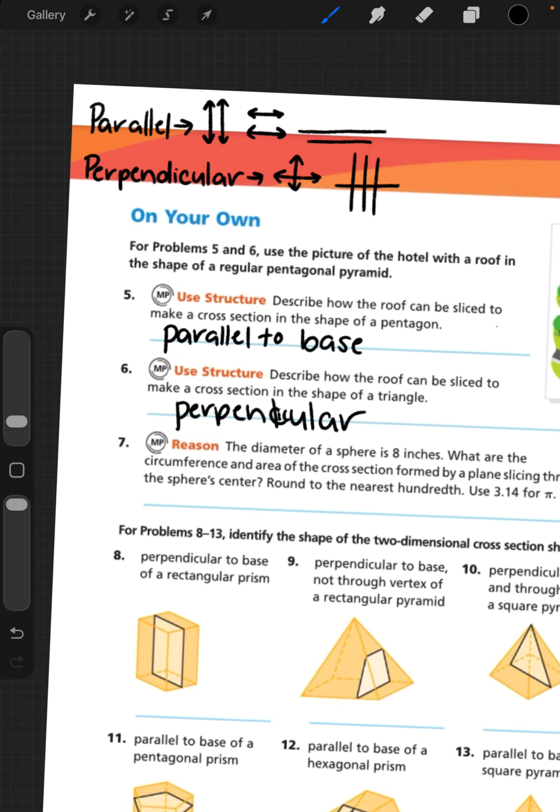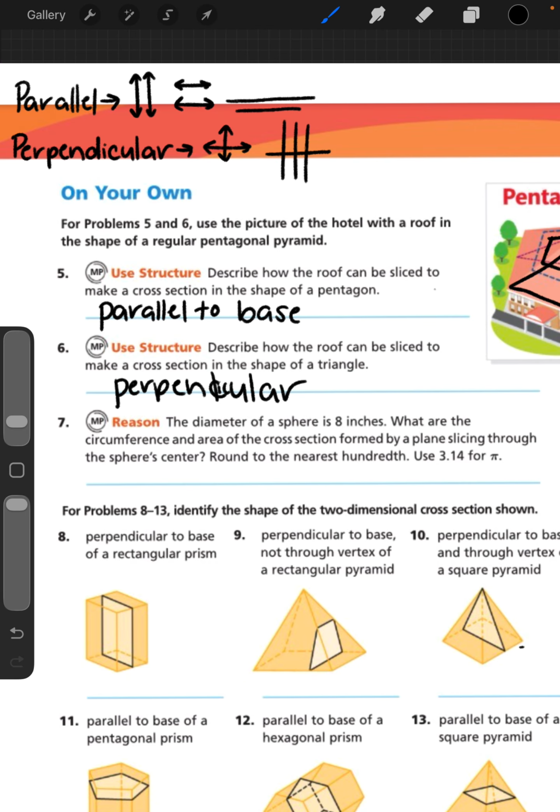My bad, guys. Okay, the diameter of a sphere is 8 inches. What are the circumference and area of the cross-section formed by a plane sliding through the sphere's center? Round to the nearest hundredth and use 3.14 for pi.